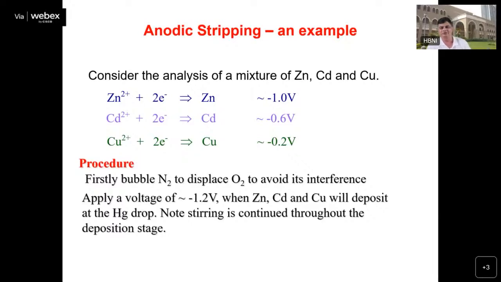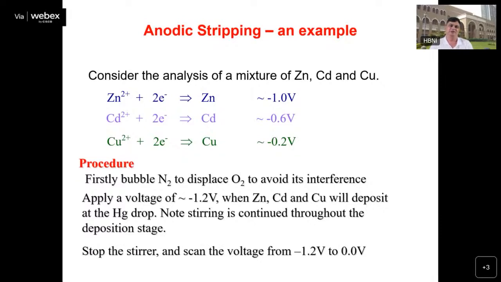Because it will help us to avoid the many interferences, and then apply a voltage of minus 1.2 volt. Once you apply minus 1.2 volt, all will get deposited on the mercury, and then we carry out the stirring, because stirring is very important during that analysis. So stirring should not be stopped. Continue the stirring throughout the deposition range, and then stop the stirring and scan the voltage from minus 1.2 volts to 0.0 volt. So what kind of a graph will you get?